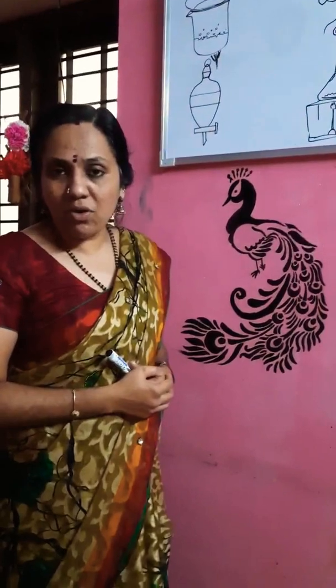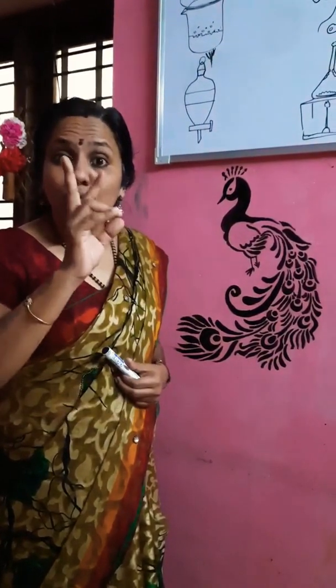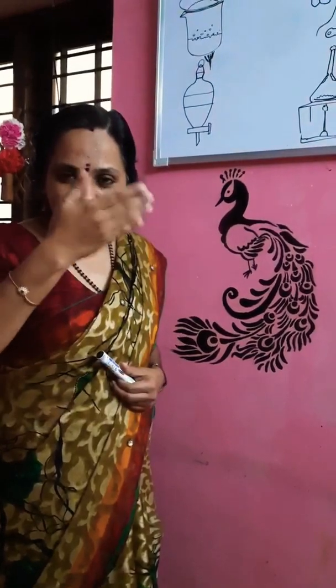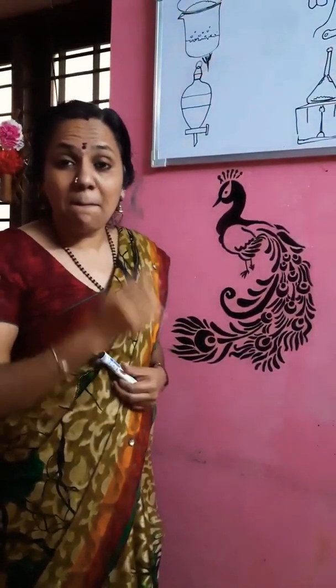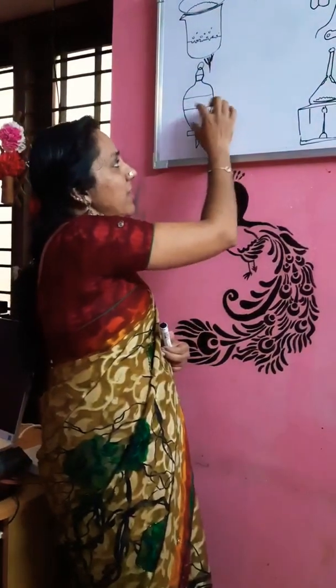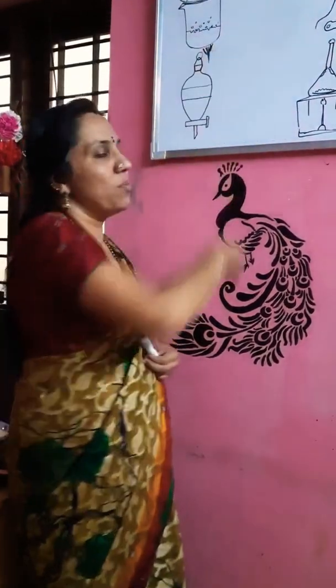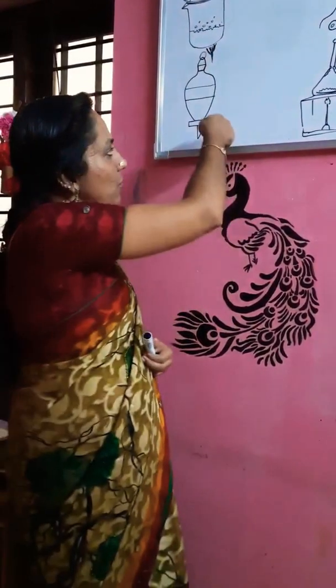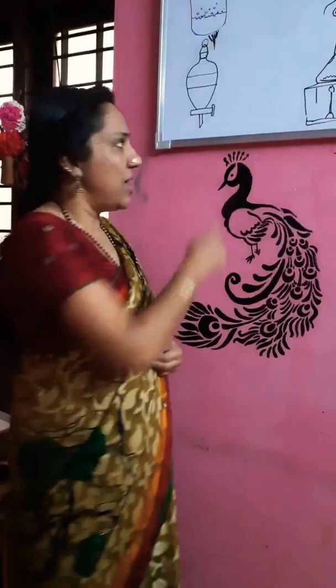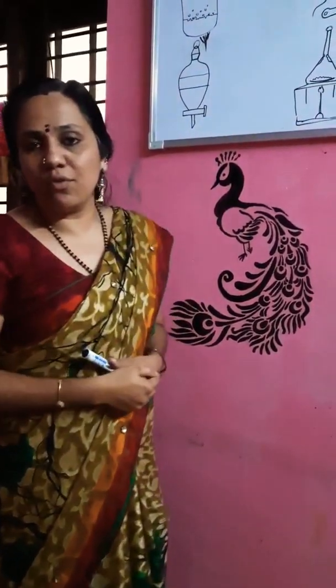So what will happen now? Because of the gravitational force, they will form two different layers, which are visible to us since they are immiscible. We can see the oil layer here and the water layer here. Now you have to open this lid, keep a beaker here, and slowly open the nozzle.